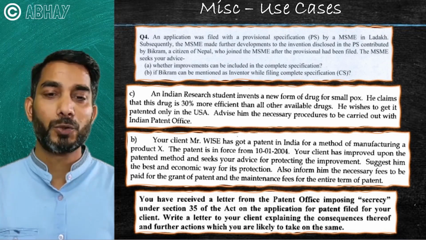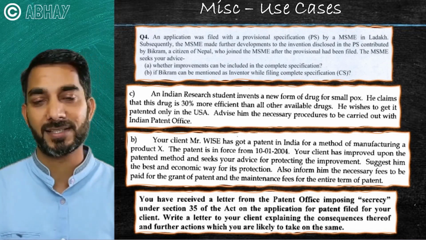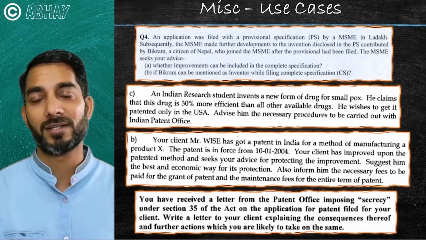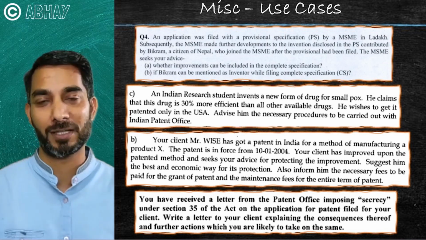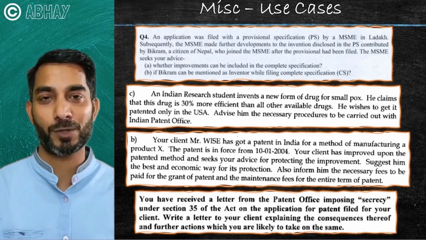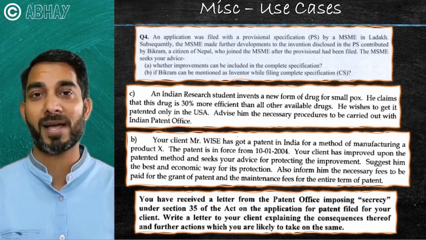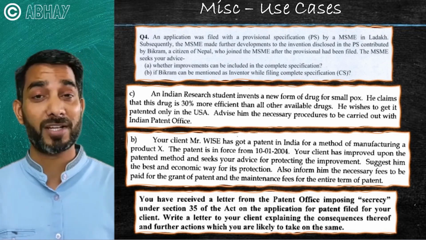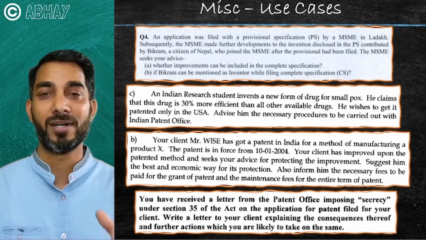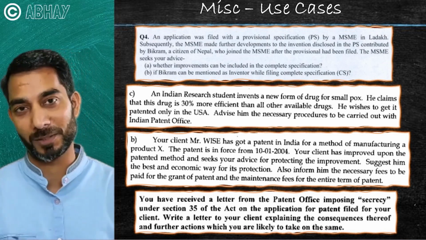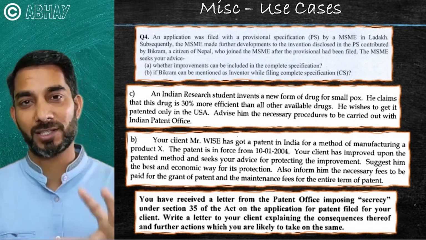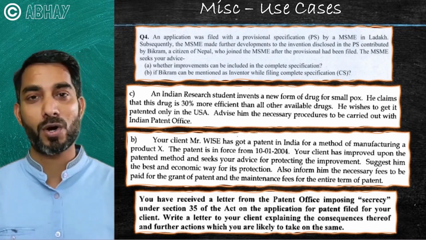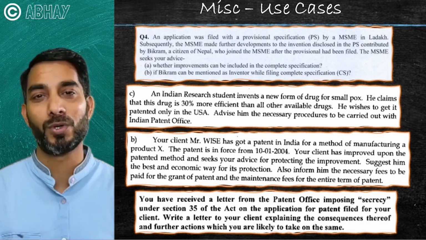Moving to the next one. You have received a letter from the patent office imposing secrecy under section 35 of the Patent Act. Write a letter to your client explaining the consequence. So secrecy, what happens? The patent application will not move through the process at the patent office. The controller will send an intimation to the central government. Central government will take its own time to come back and tell you whether the secrecy provision should be kept going or can be revoked. If it gets revoked, then the application goes forward through the entire process of publication, examination, and finally the decision of the controller. So write down model answers for such questions so that you know how to start, what all provisions to talk about, what all justifications to give, and how to conclude your answers.